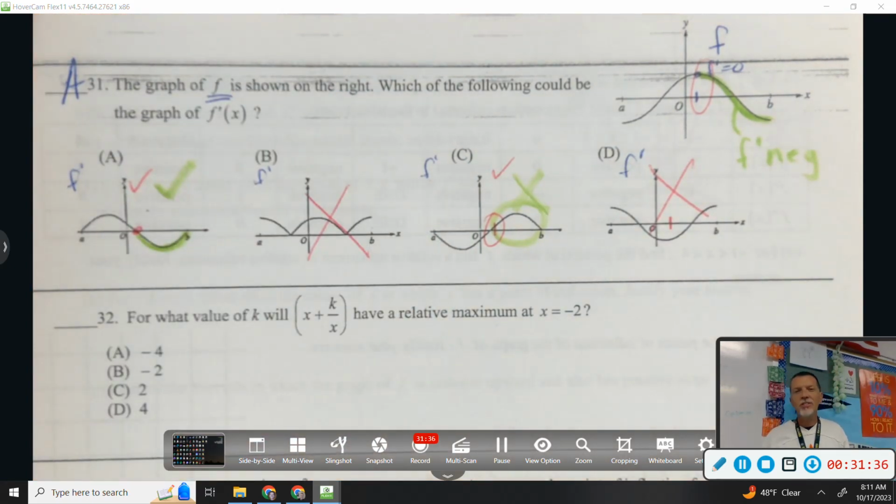That's another one that's strictly a concept thing. You've got to understand what f prime means. F prime is the slope of f. And then piece it together.